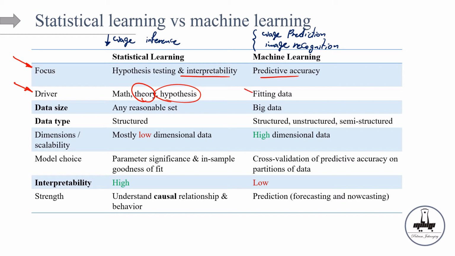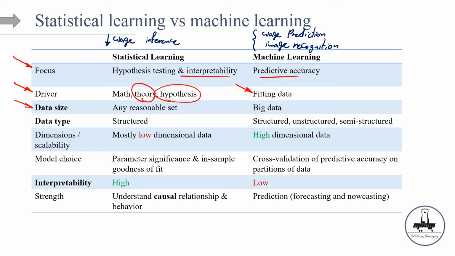In machine learning, it's all about fitting the data, right? Give me some data and I'm going to tell you what's the relationship between variables, and not necessarily am I interested in making those inferences, but I will tell you what are the predictions, right?